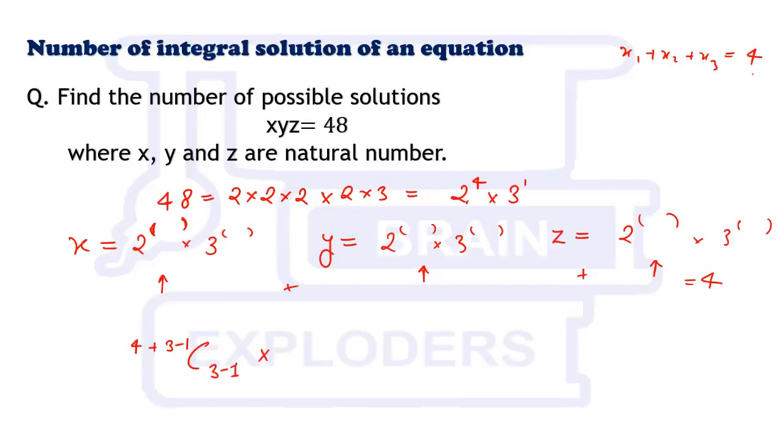Now similarly, if we talk about the exponents of 3, then their sum in all of them should be 1. This is equivalent to x1 plus x2 plus x3 is equal to 1. So it can be done in (1 plus 3 minus 1) C (3 minus 1) ways, and these will be the number of integral solutions of this equation.